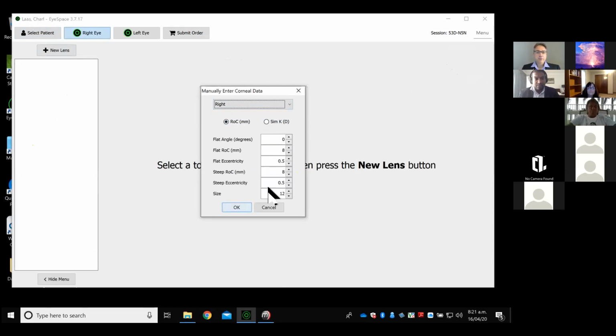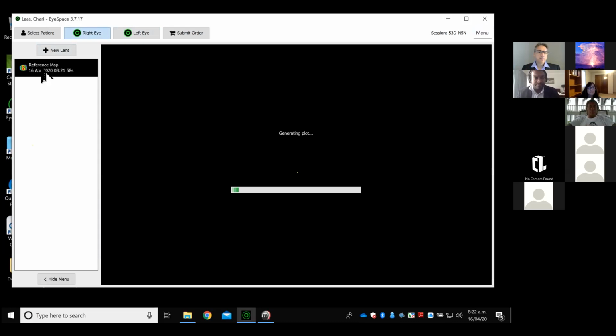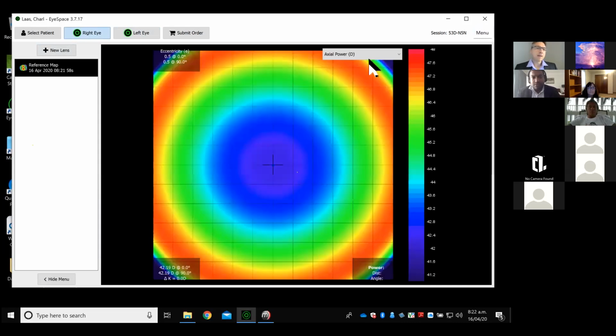And if your software provides the eccentricity, the average eccentricity of the flat and steep meridian, you will enter those values and the overall diameter of the lens. Click OK. And so if you go to left eye, you will do exactly the same. And then you have your reference map. So this is basically a mathematical map generated from the input data. And now this gives you a platform to design lenses on.